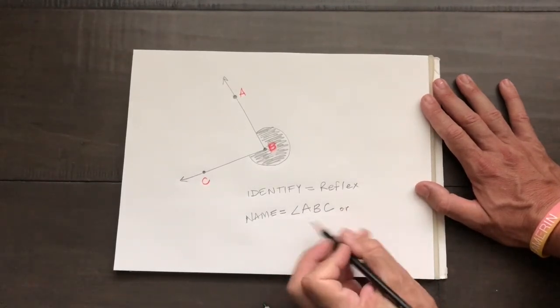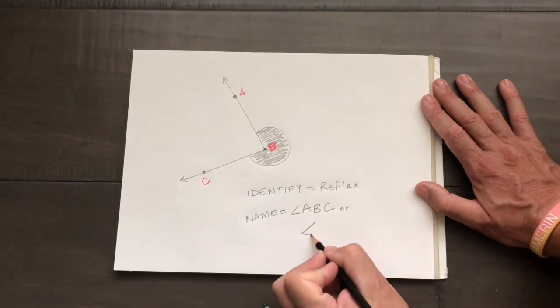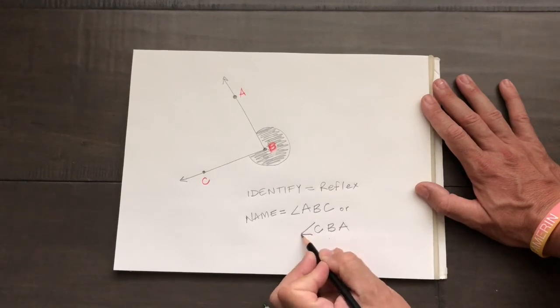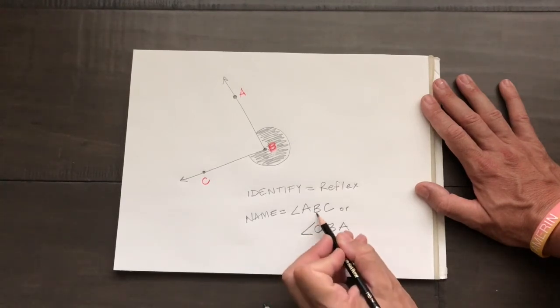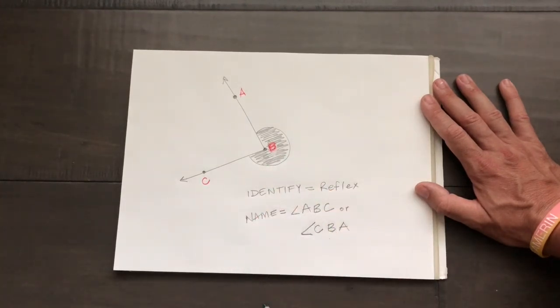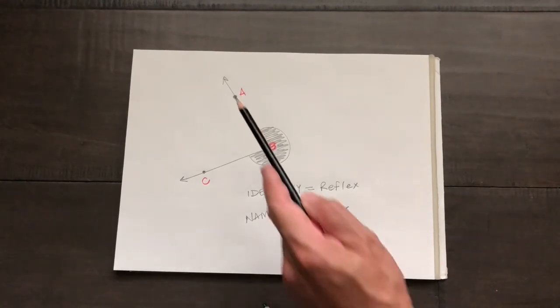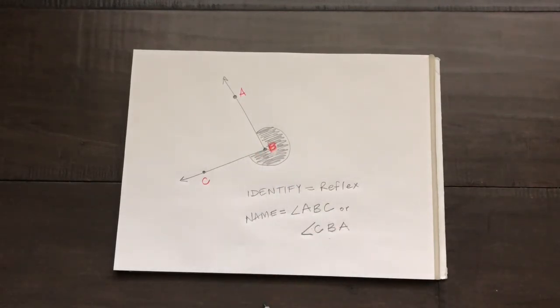Or, because it doesn't matter, it's angle CBA. As long as the B, my vertex, is in the middle, I'm good. And they're all capital letters, by the way. Take note of that. So we've got our symbol for angle, and we got the three capital letters that make up our points on the angle. In this case, a reflex angle.